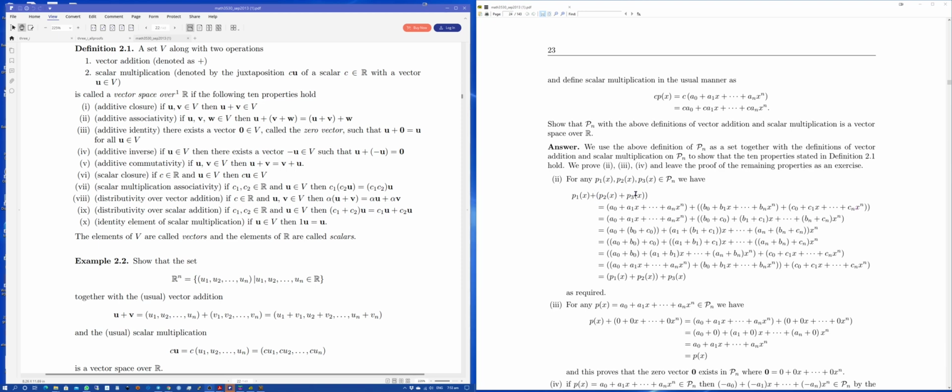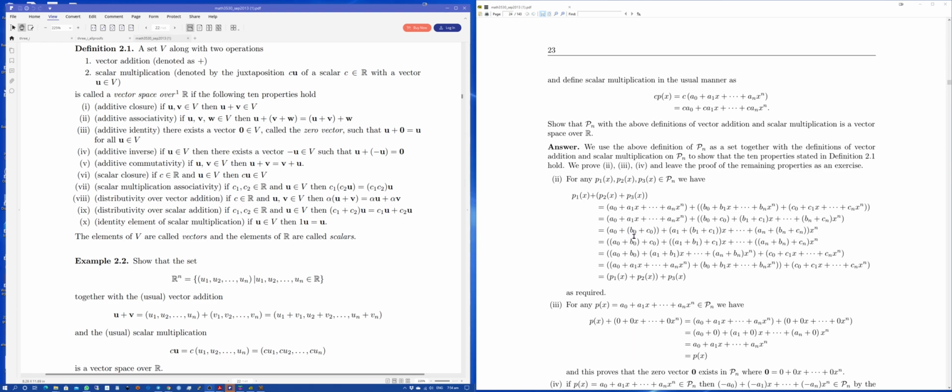I notice I have this bracket here, which means I'm going to add P2 and P3 first. When I add these, I add the corresponding coefficients. So the constant term here is b0 plus c0, and the coefficient of x here is b1 plus c1, and so on. Now that I have this polynomial, I add the first one to it, which means I'm adding coefficients from like terms. So the constant term is a0, which I add to b0 plus c0. You want to notice the grouping over here.